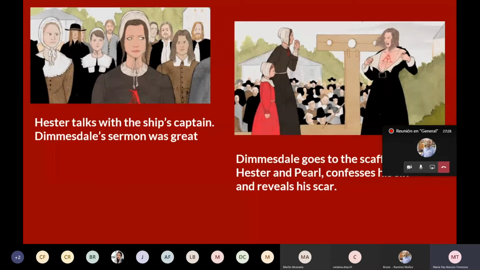Dimmesdale also gives his sermon, which is the best sermon ever given. But when he goes out of the church, he goes to the scaffold and confesses that he is Pearl's father. And he reveals his scar.